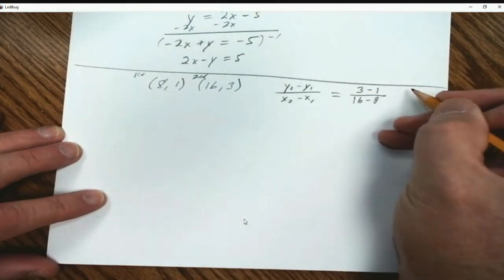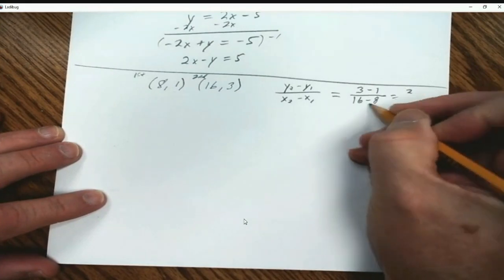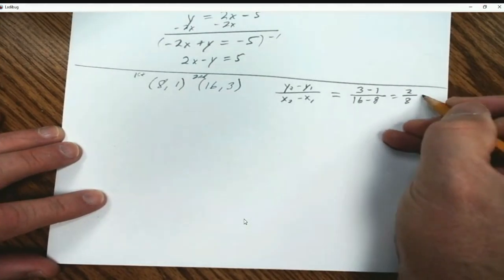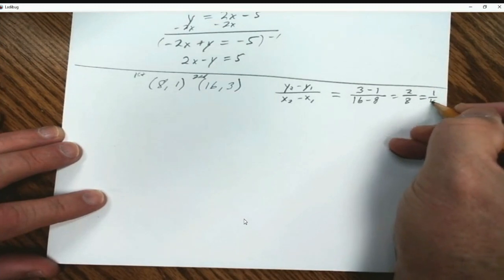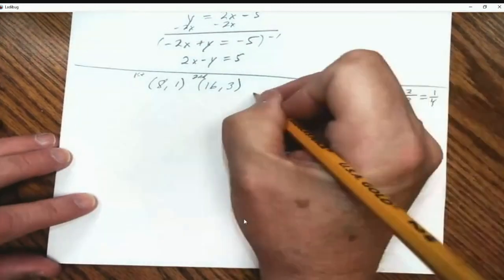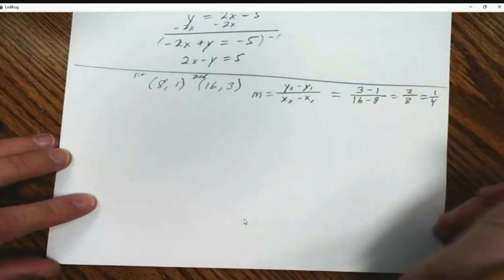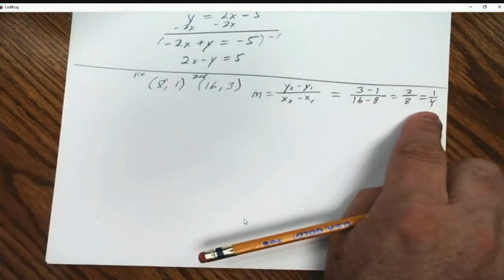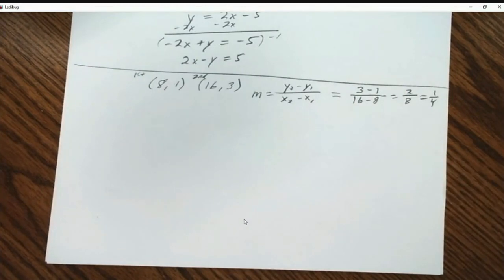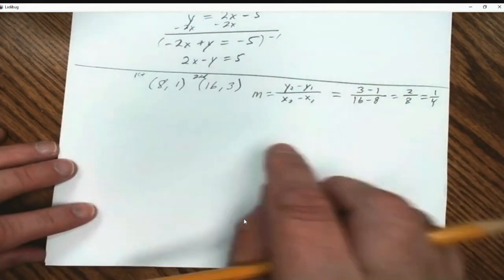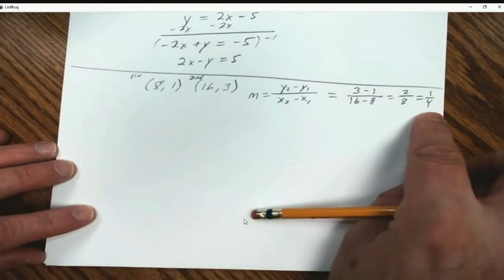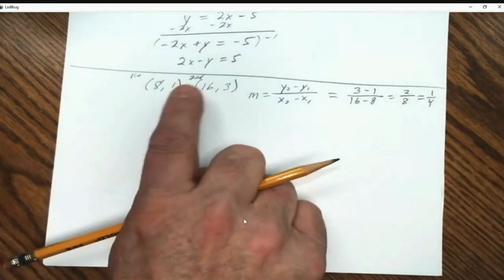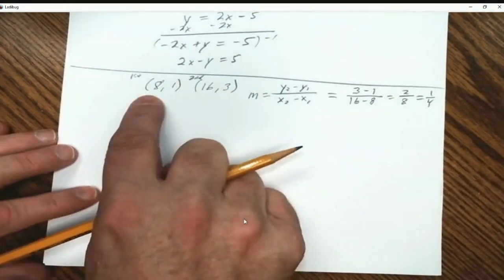So 3 minus 1 is 2. 16 minus 8 is 8. We can simplify that to 1 over 4. So our slope, m equals, m is 1/4. That is the slope. So if we're wanting to write the equation of a line, we can use point slope because we have a slope now. And we can use either point. So let's just use the first one.